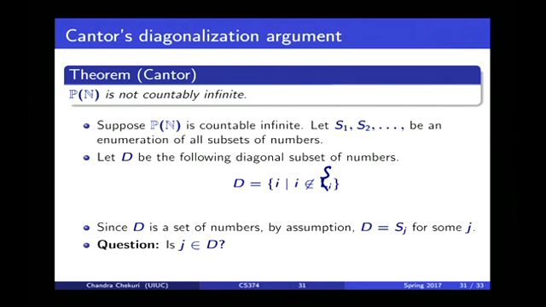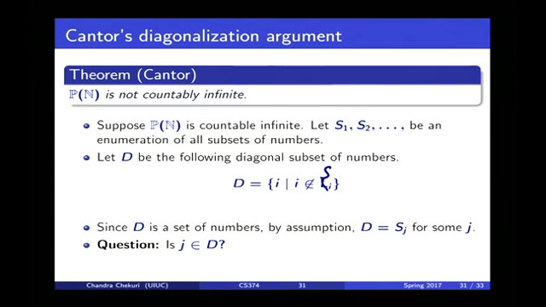Then I'm creating a new set called D based on the numbering as follows. D is the set of all numbers i so that i is not in Si. It's a set of numbers, so it's a fixed set based on that numbering. Every set is in this numbering somewhere, by assumption. So where is D? Well, it must be some Sj for some finite j. That's what it means to be enumerable. So D is Sj for some j.